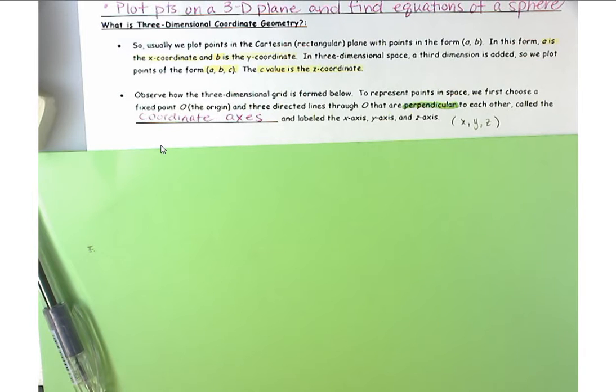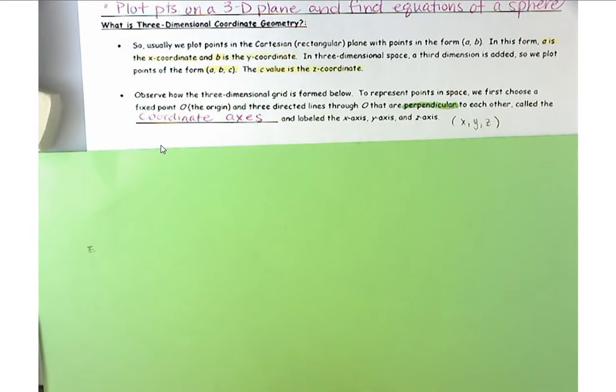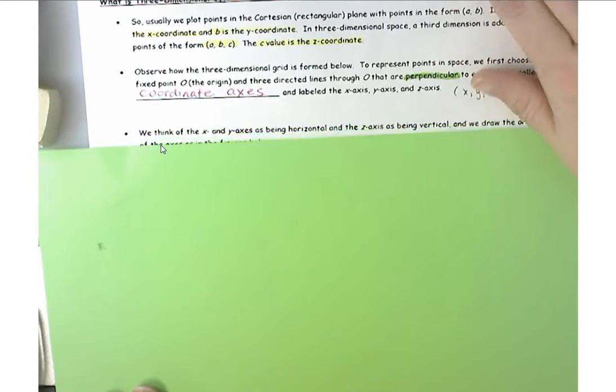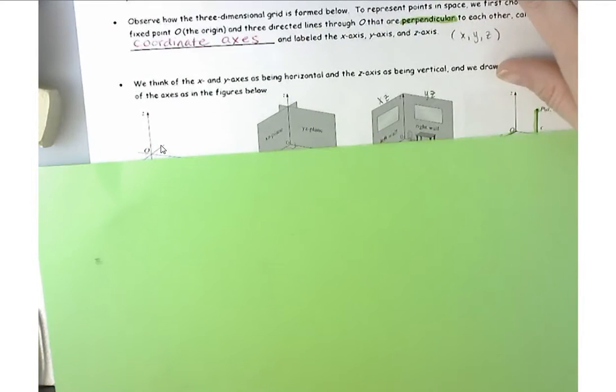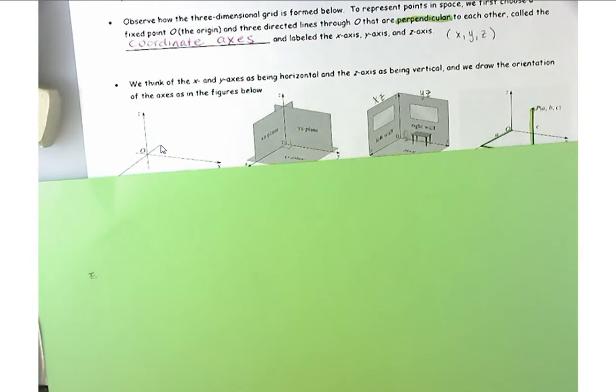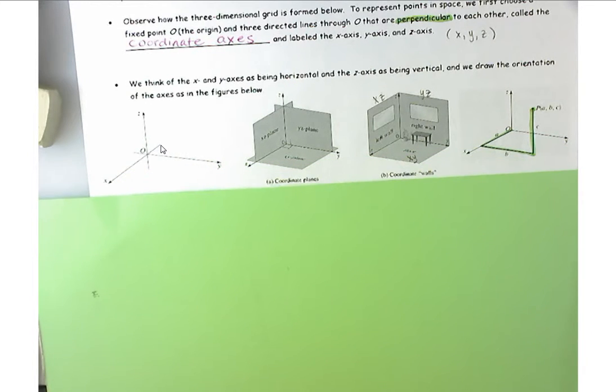To represent the points in space, you're going to choose a fixed point, which is the origin. And then the three lines that are through the origin are going to be perpendicular to each other. Those are called the coordinate axes. And then you're going to have the X, the Y, and the Z axis. So your point is going to be (X, Y, Z) instead of just (X, Y).